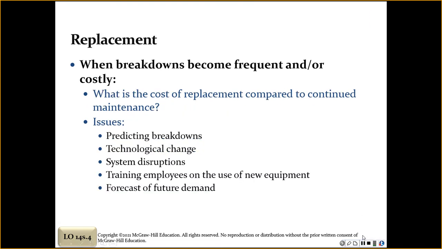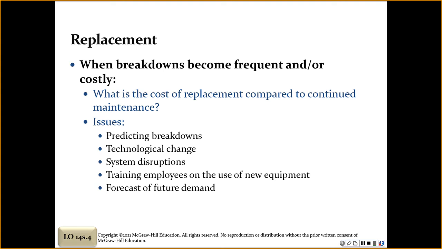So when breakdowns become frequent or costly, managers are faced with a trade-off decision in which costs are important to consider. Managers have to decide what is the cost of the replacement compared to continued maintenance. This question is sometimes difficult to resolve because most places might not know, or it's uncertain, when something's going to break down. They can guesstimate when it's going to break down, but they may not know exactly when. They just have to be prepared.